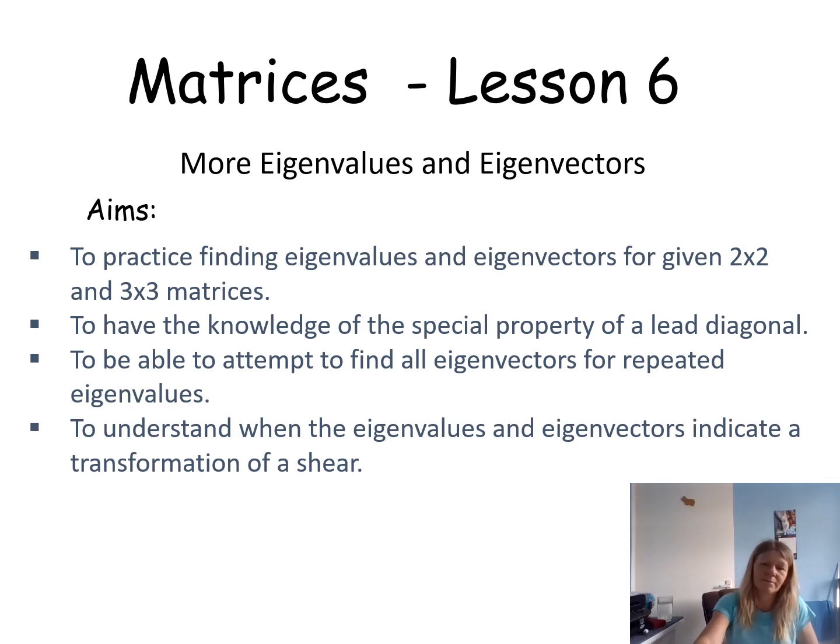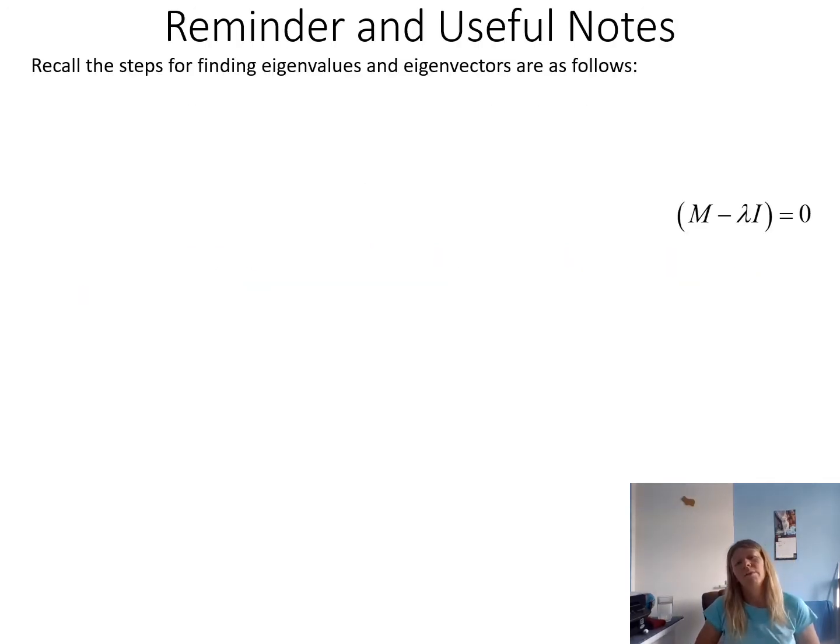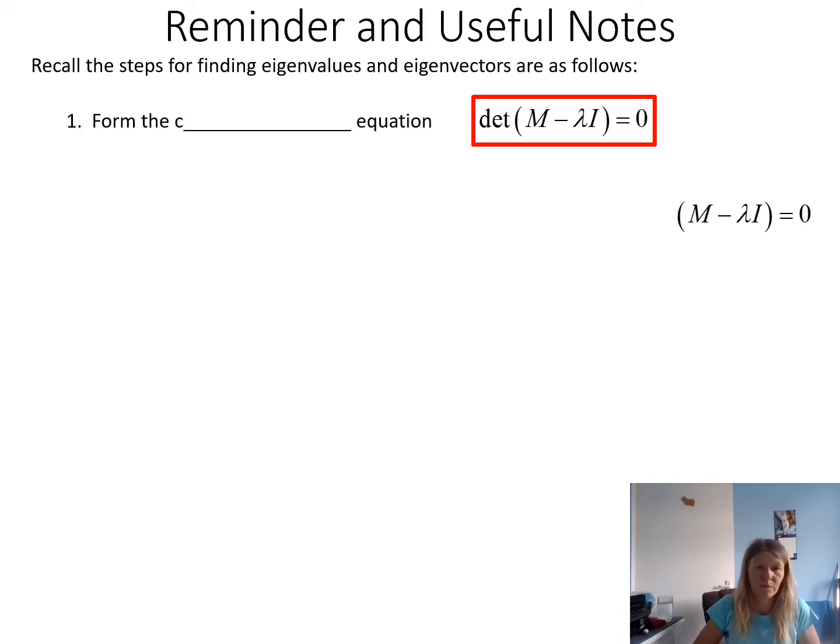Right. Reminder, useful notes. Recall the steps for finding eigenvalues and eigenvectors are as follows. We first form that thing. What is it called? See if you remember. I'm going to spell it wrong. Yes, the characteristic equation. That comes from rearranging Mv equals lambda v. Rearrange that and you get that.